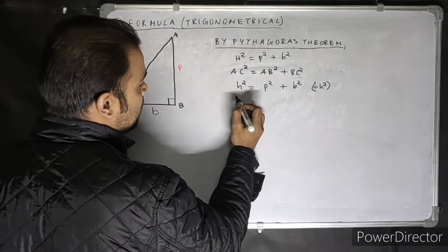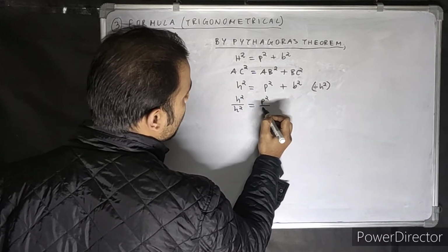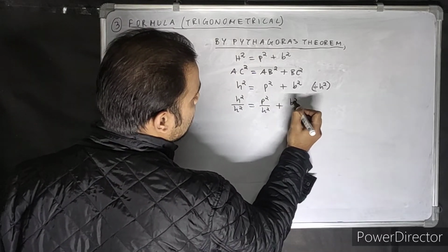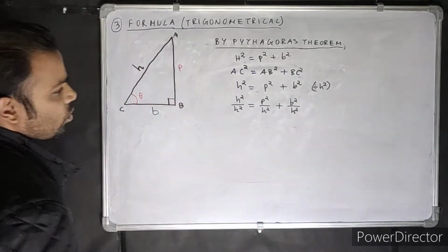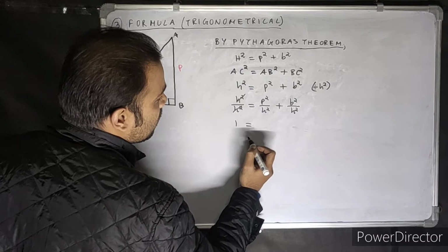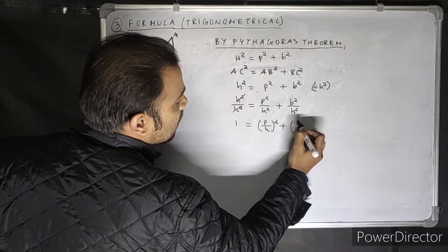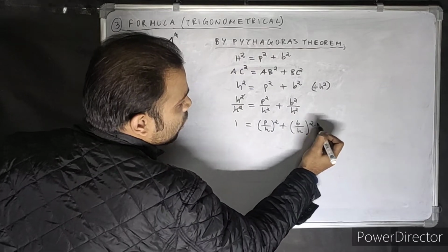So if I divide by h square, then I get h square by h square. Over here I get p square by h square. Here I get b square by h square. So cancel this out. This becomes 1. This becomes what? P by h whole square plus this becomes b by h whole square.